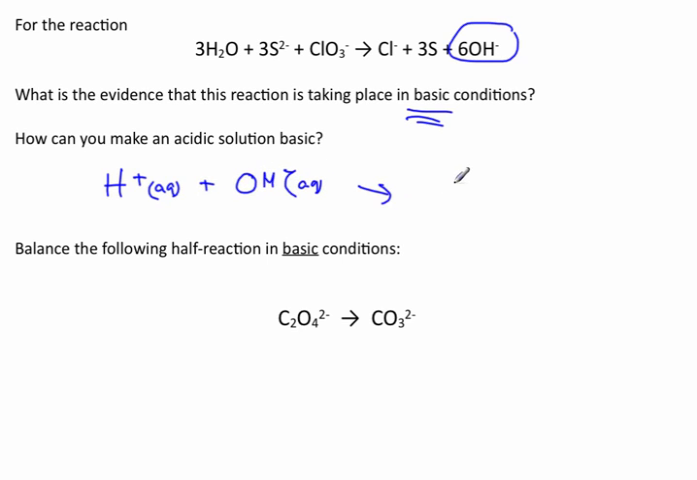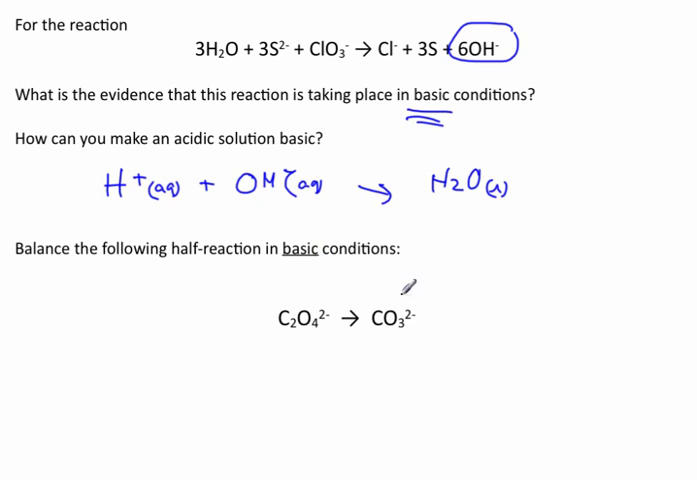Now, on the surface, this looks like a neutralization, and that's exactly what it is. But as you'll see, when we do this to a half reaction, we can't just add OH- on one side of the reaction. We have to add it on both sides. So, here's another type of question you have to deal with. Balance the following half reaction in basic conditions. The process is identical as for acidic. In fact, we get to acidic first, and then we make it basic.